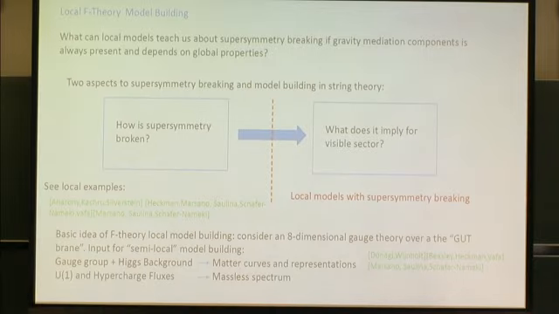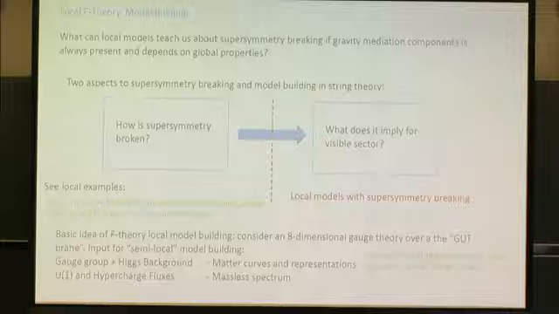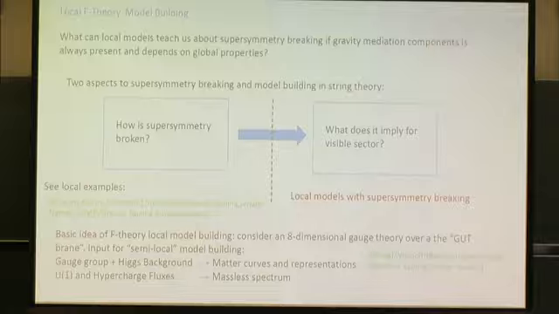And I think the point is that due to this criticism, one could put a line between these two and say that local models will not be able to tell us very much about the first, at least not in a controllable way, but they may tell us about the second: what does this supersymmetry breaking imply for the visible sector? And so I'm going to discuss this part.